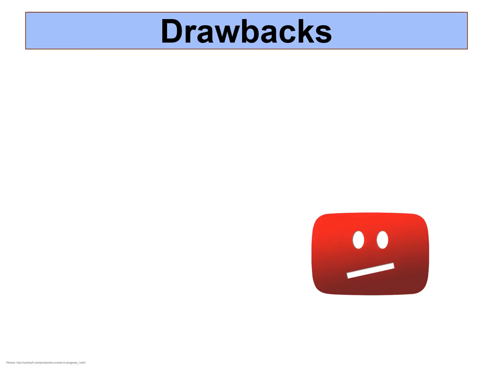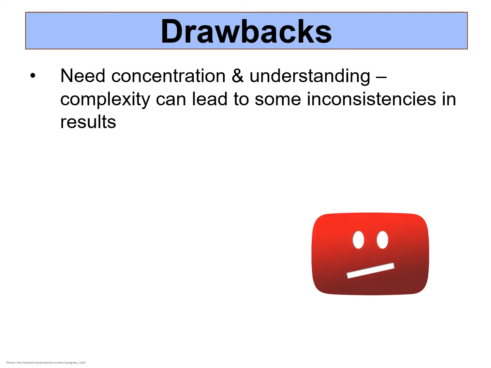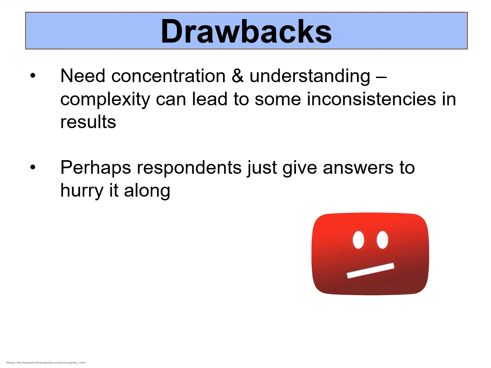There are some drawbacks of choice experiments. Your respondent needs to have some concentration and understanding in answering your questionnaire. The complexity in designing your questionnaire can lead to some inconsistency in your results. So perhaps your respondent just gives the answer to hurry it along because you have designed so many attributes, so they just want to make it quick and take whatever they would like to take. Okay, so these are some of the possible drawbacks of the choice experiment method.